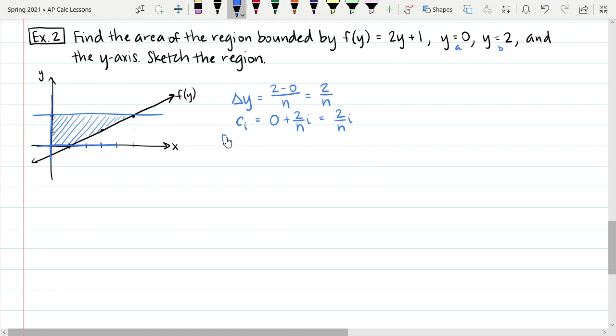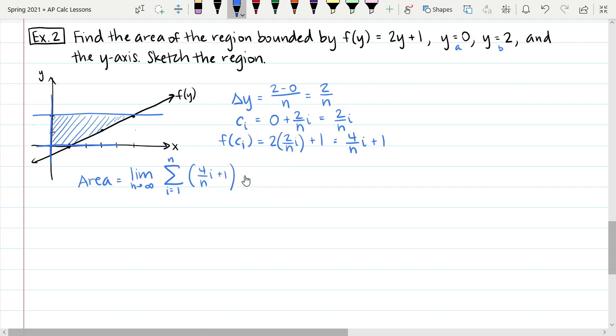And then that means that f of c sub i is going to be 2 times my c sub i, which is 2 over n i, plus 1. And that's going to just become 4 over n i plus 1. So that means our area is going to be the limit as n approaches infinity of the summation from i equals 1 to n of f of c sub i. So again, that's 4 over n i plus 1 times delta y, which is 2 over n.